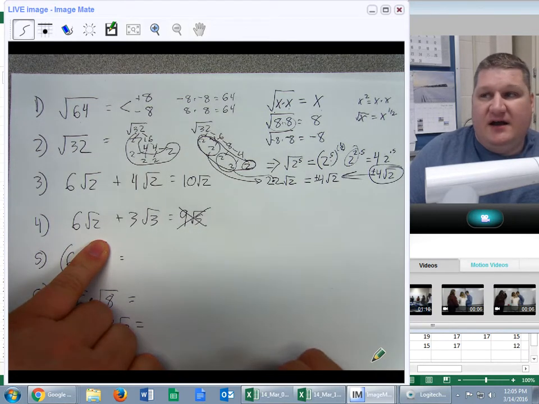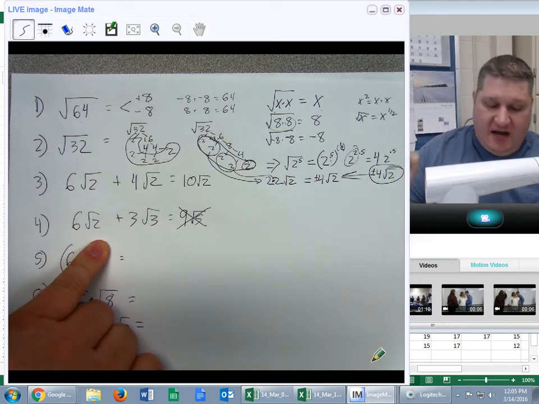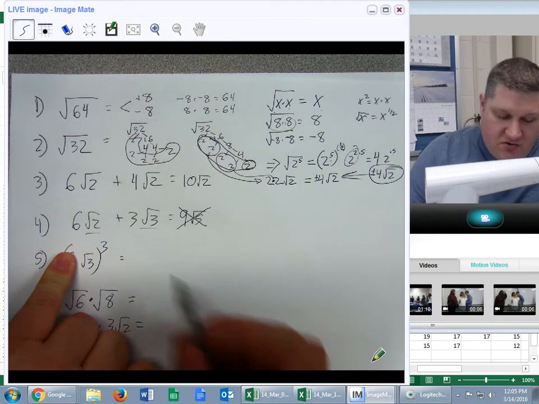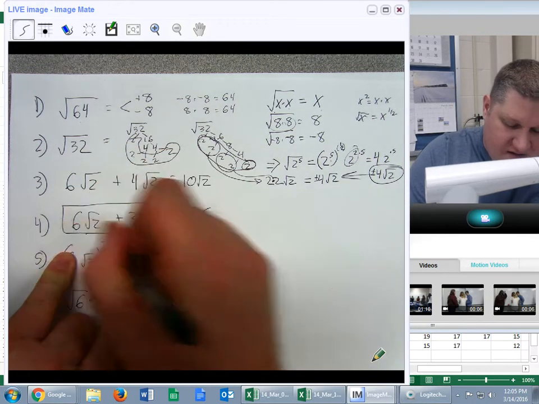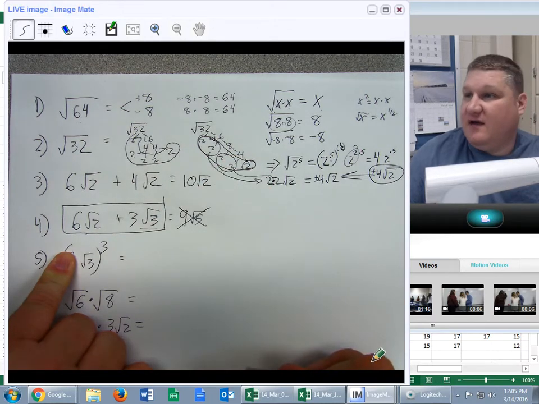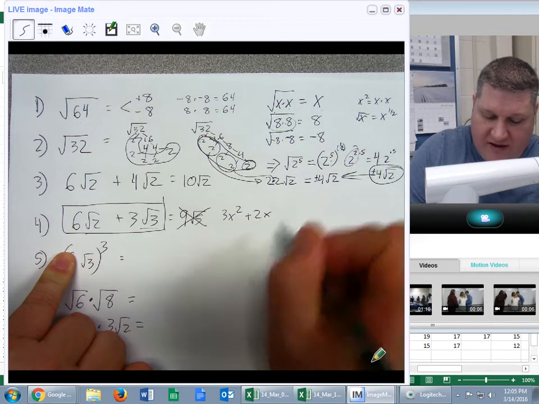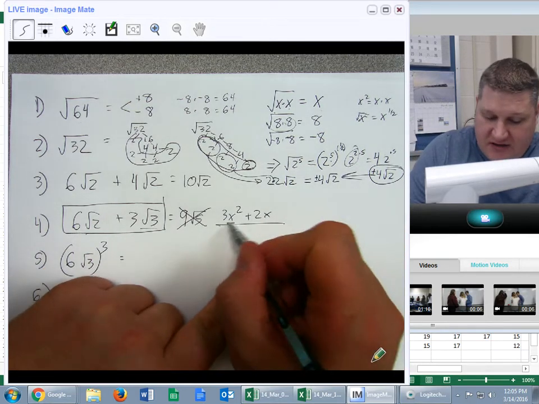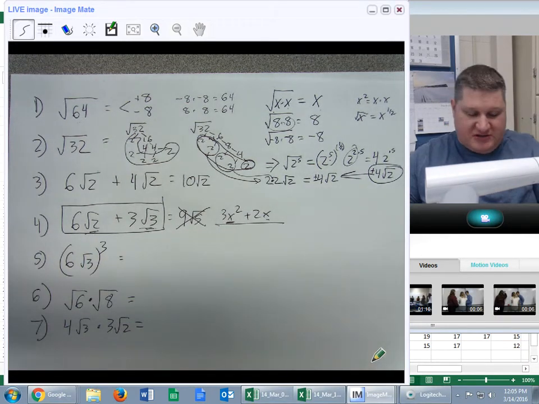No, it is not. And here's why. I can only combine like terms. Are these two like terms? No, they are not like terms. So the best I can do, unfortunately, is just like that. Just like if I had 3x squared plus 2x, can I put those two together? No, because they're not like terms.